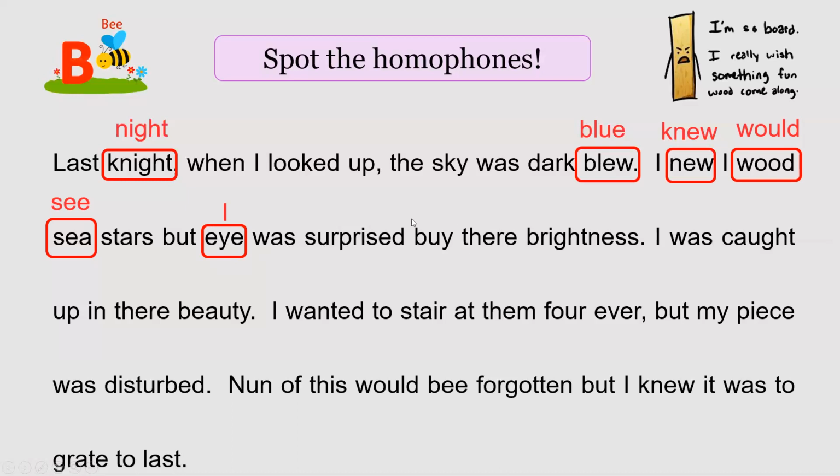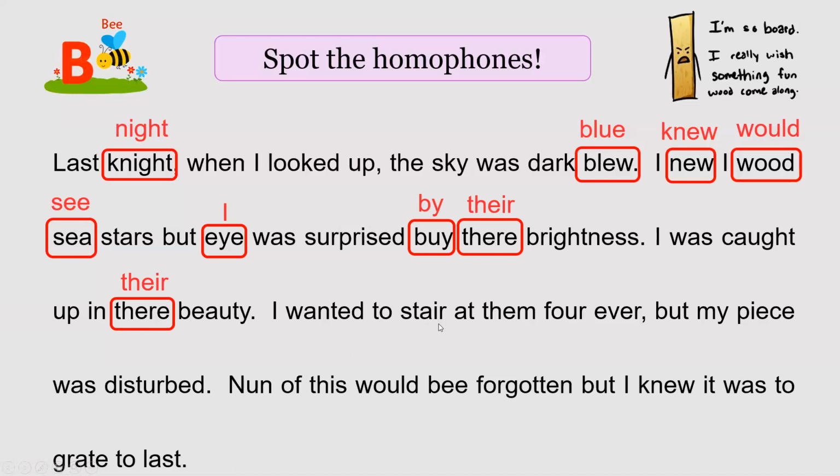So here, "buy" is the verb to buy. So it's wrong. We need a preposition, by. Very good. Their brightness. Noun. Here we need a possessive adjective. Very good. Their brightness. I was caught up in their beauty. It's the same here. Their, possessive adjective there, and beauty.